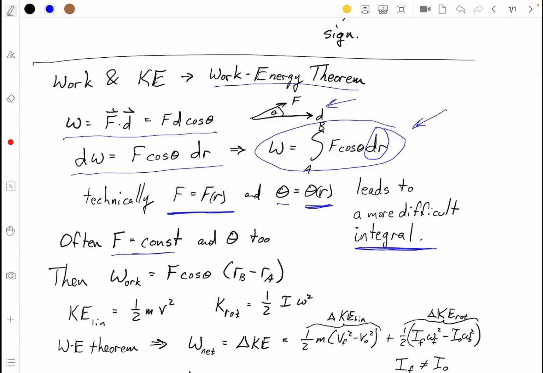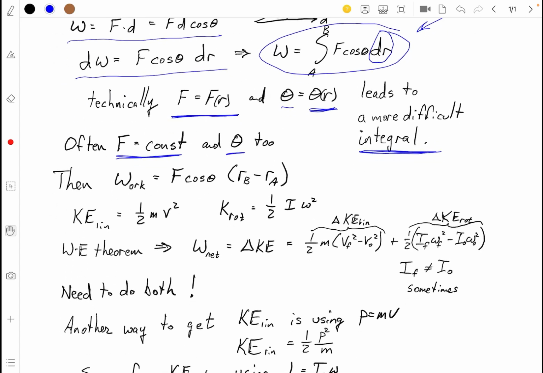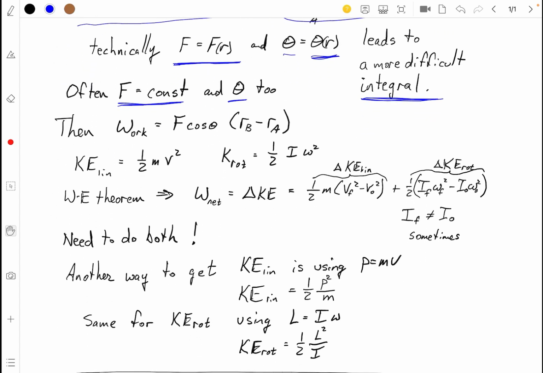Often, though, your force is a constant, and so is theta. So in that case, then you can just pop out the F cosine theta, and then you end up with this as your integral. So that's nice. So now let's talk about the relationship of work to kinetic energy.